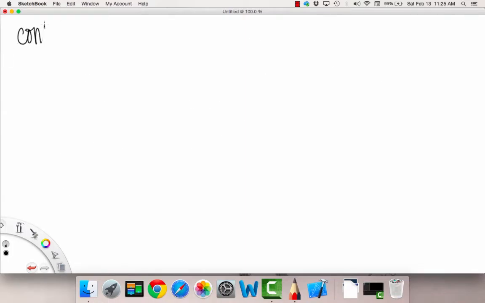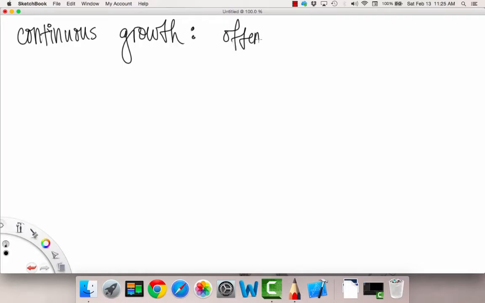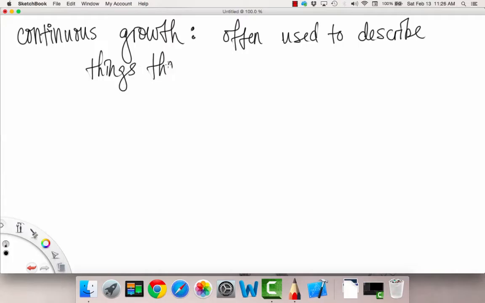So this is a new concept. Let's say we have continuous growth, okay? Instead of compounding weekly or monthly or every now and then, we're going to be compounding continuously, like every second or every millisecond, we're changing it in some way, okay? This is often used to describe systems that undergo continuous change, okay? Not a big shocker there, but continuous change.